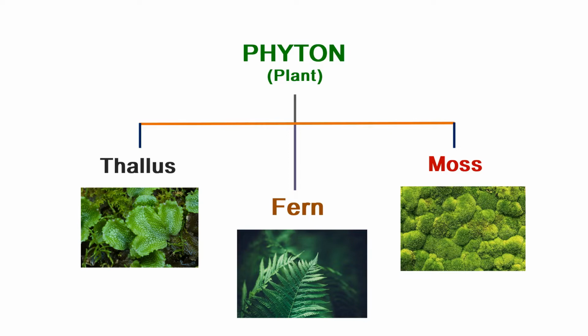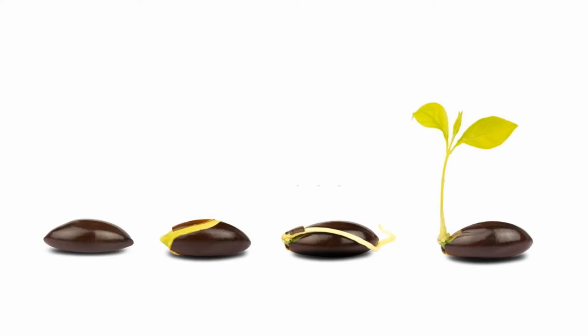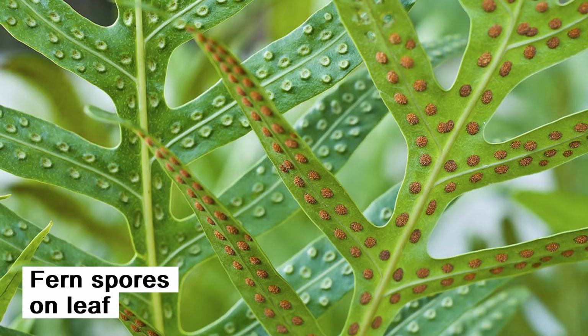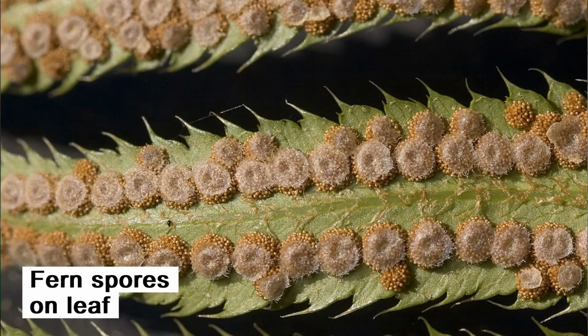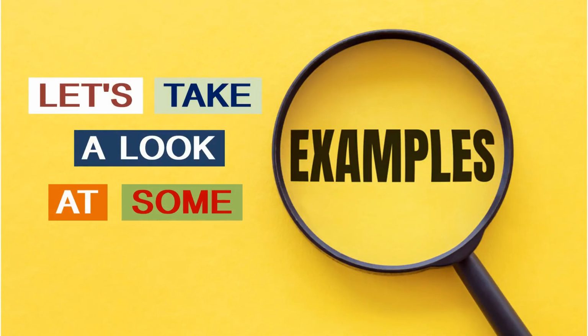The multiplication of the cryptogams cannot take place by means of seeds because seeds grow through the fructification of a flower, and cryptogams have no flower. There are some very simple cells called spores which are produced by the plants included in this division, and it is through these that the plants multiply. The particular mode of reproduction of each branch is described in the respective envelopes. So let's look at some examples of our non-flowering plants. We've read them. Let's see some examples.